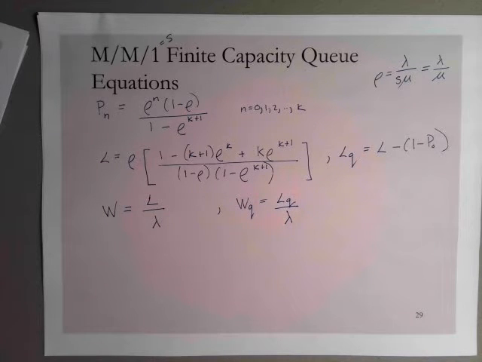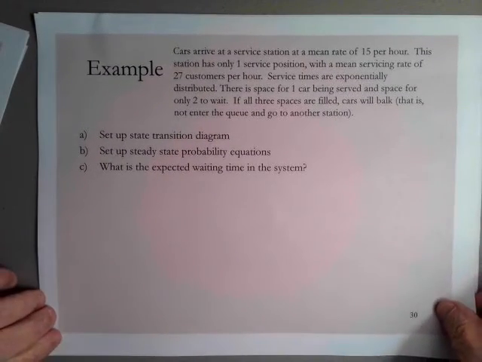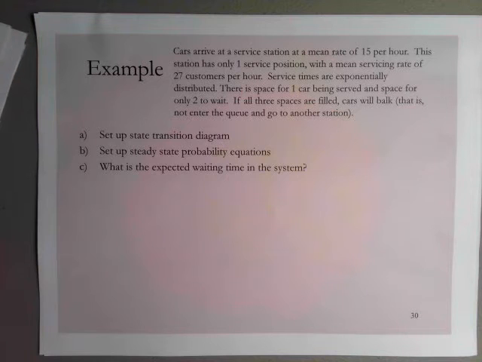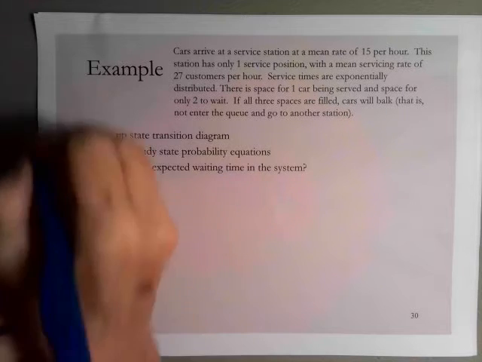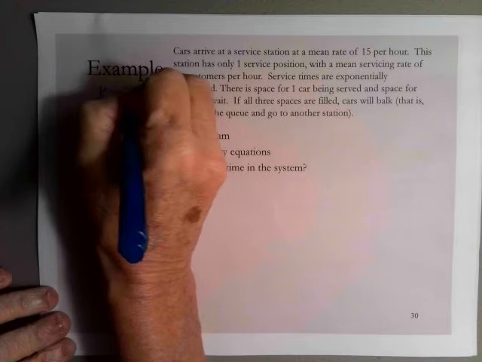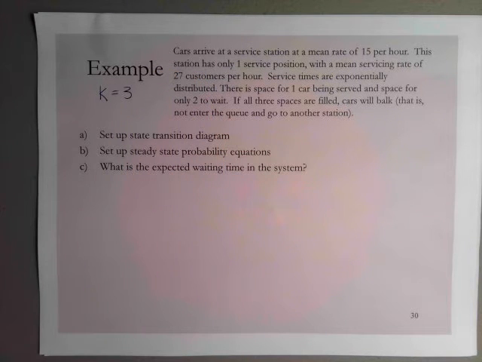So here is a nice little example, and it has to do with a gas station. So we've got a single server here, and it says that at this particular gas station, there's room for 1 car being served and for 2 to wait. So in this case, my system capacity is 3. At most, I can have 3 people in this system.